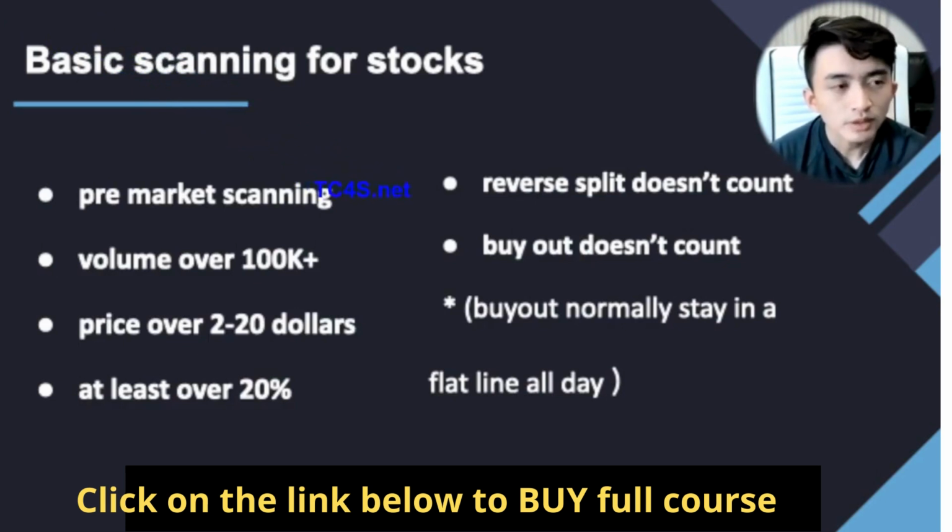So those are the basic scanning criteria for me, and I've been using them for 7 to 8 years. Nothing has changed. It's been pretty simple. So in your scanner, go to your filter and just put all the criteria in. Volume over 100K, price from 2 to 20. It has to be over 20%. So pretty simple.